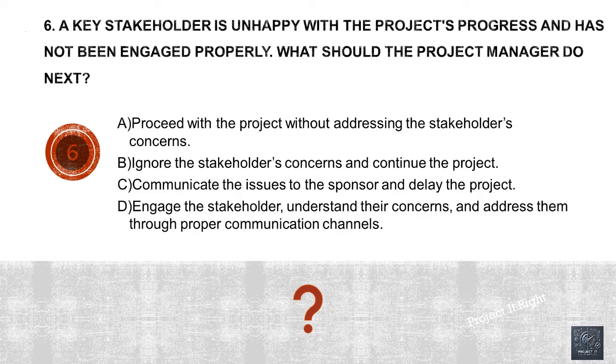6. A key stakeholder is unhappy with the project's progress and has not been engaged properly. What should the project manager do next? A. Proceed with the project without addressing the stakeholder's concerns. B. Ignore the stakeholder's concerns and continue the project. C. Communicate the issues to the sponsor and delay the project. D. Engage the stakeholder, understand their concerns, and address them through proper communication channels.